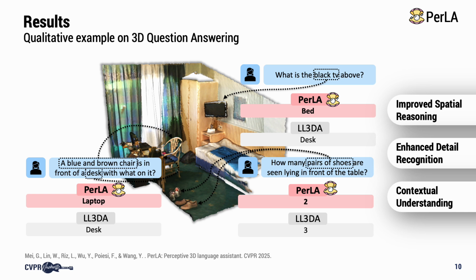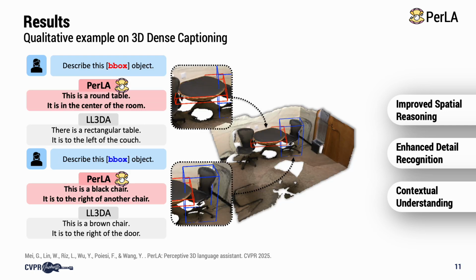In question answering, PerLA provides more precise and contextually accurate responses than LL3DA. It demonstrates better object grounding, improved spatial reasoning, and even corrects object counts that LL3DA gets wrong. For dense captioning, PerLA generates richer, more spatially aware descriptions. It can distinguish object types, orientations, and relations to nearby objects, details often missed by baseline methods.